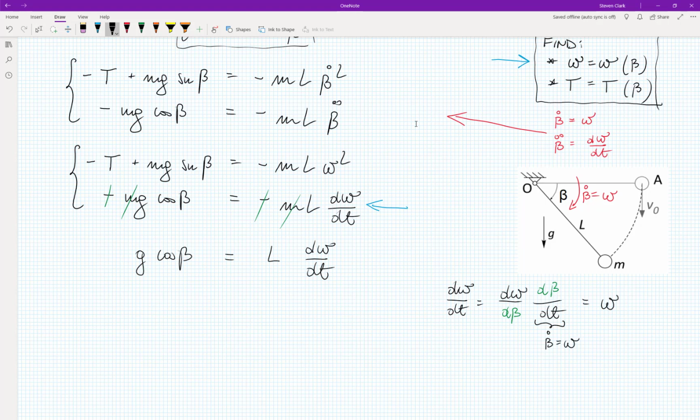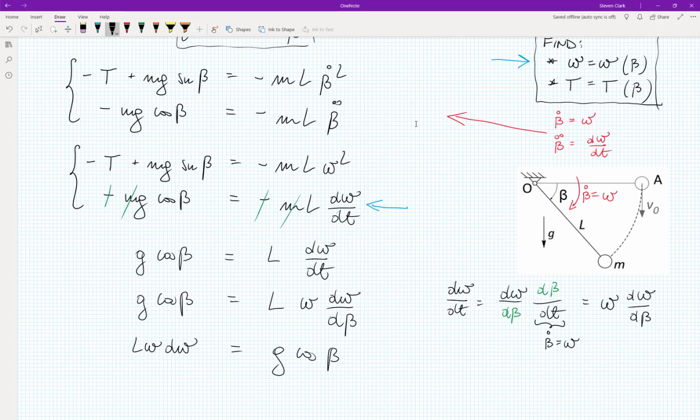So this will be omega d beta. Actually, we will solve something like that. Cosine beta is equal to L omega d beta. And now our variables are consistent, right? We have beta on the left hand side and we will integrate over beta as well. So let's do it. We will have L omega d omega, and in here we'll have g cosine beta d beta integral.